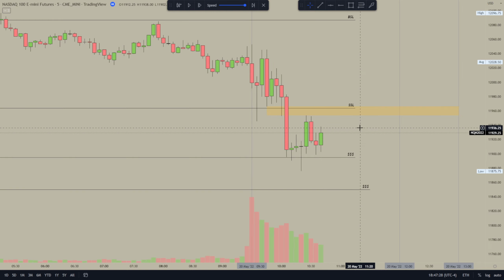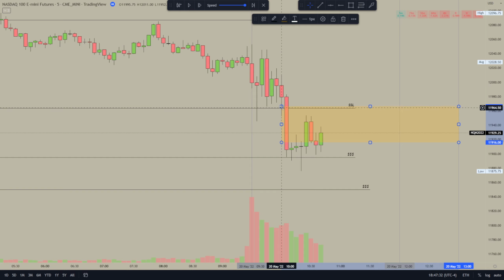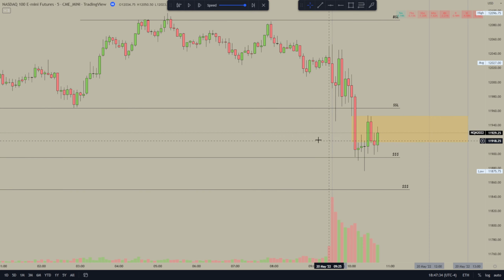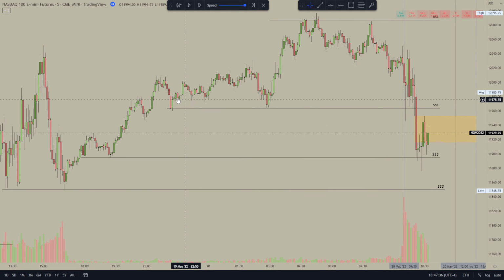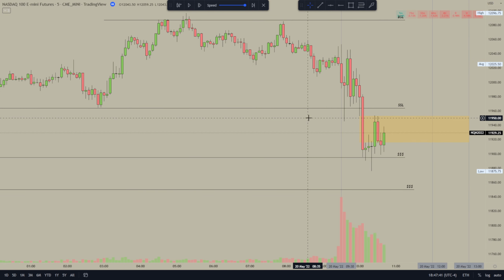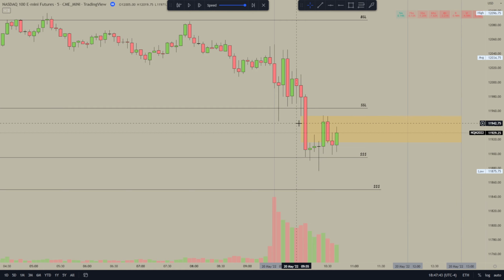I'm going to switch to the 5-minute here for this, because that is what we used it on. The 15-minute is what I'll typically take my swing highs, swing lows, and my levels from, and then I'll drop down to a 5 intraday and find setups there.